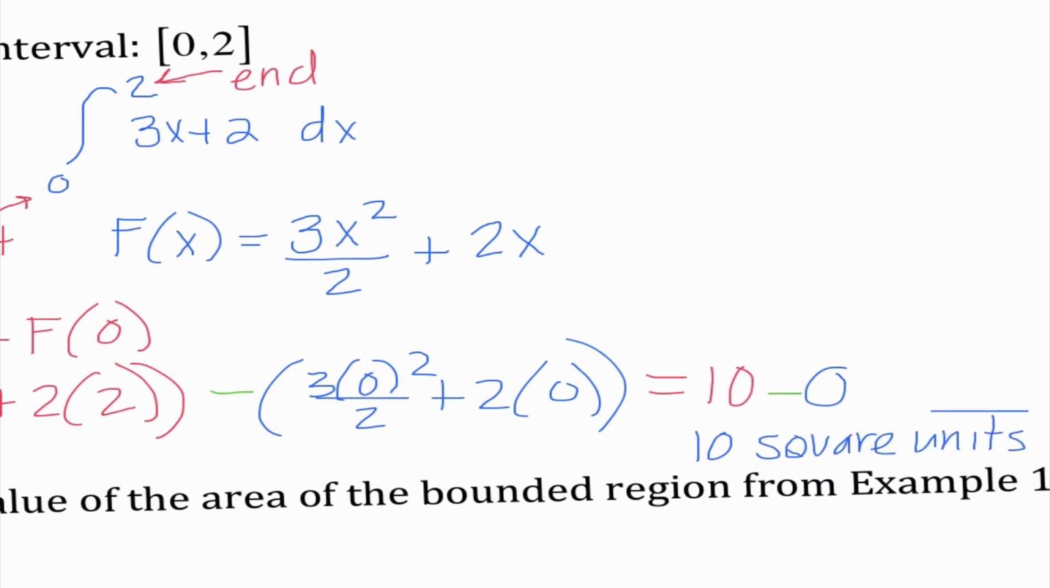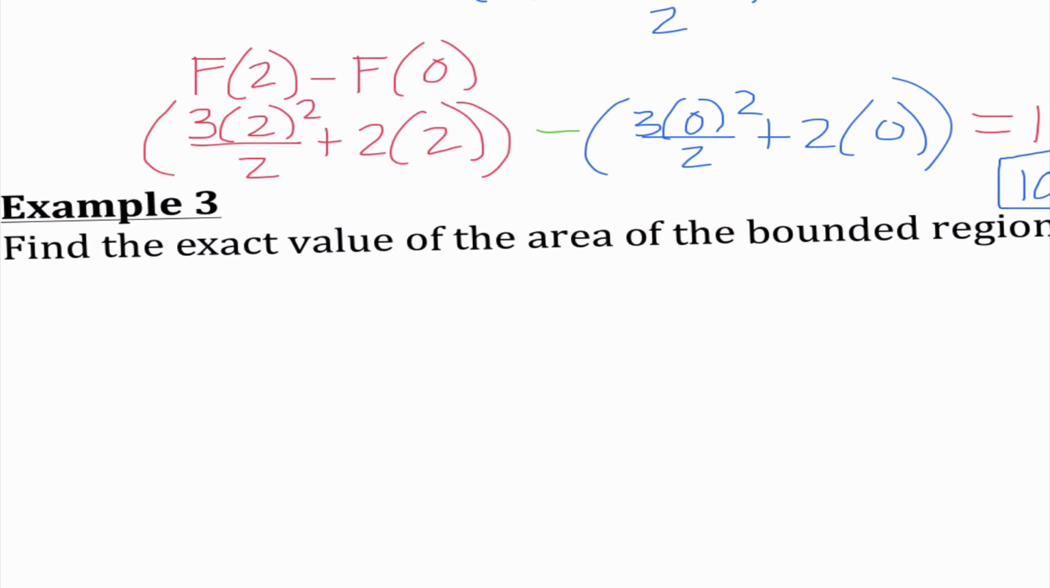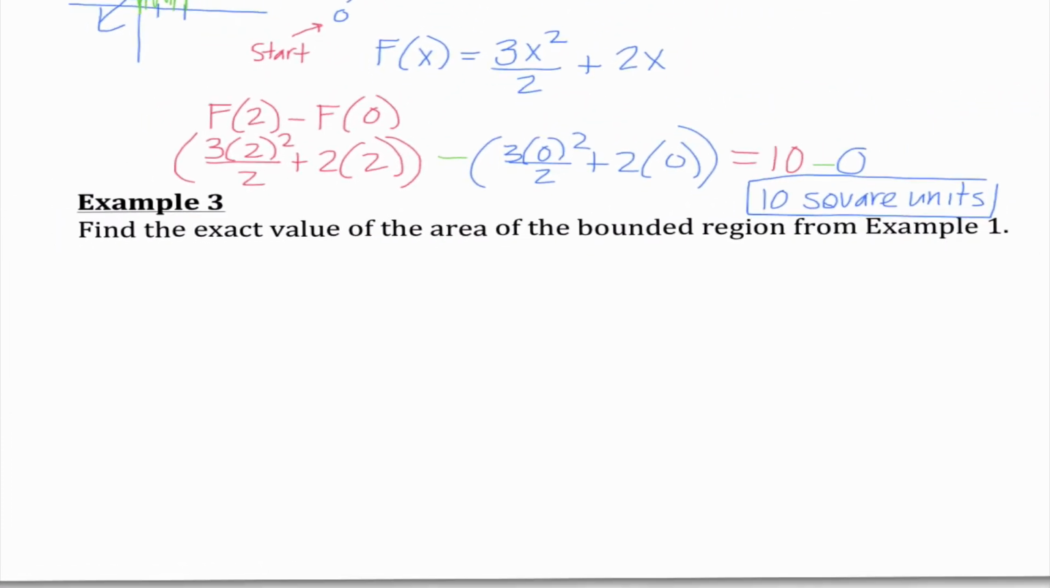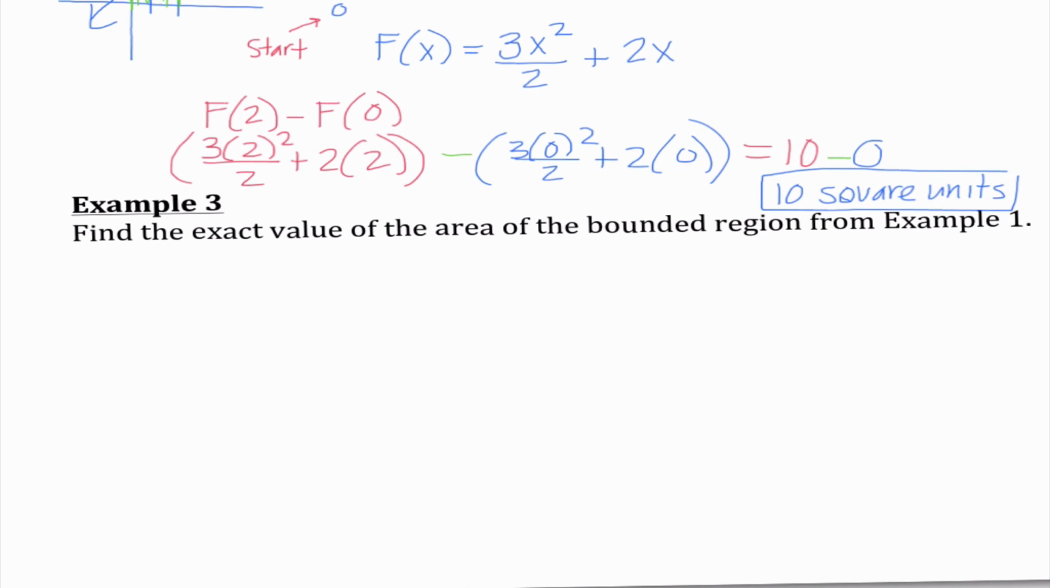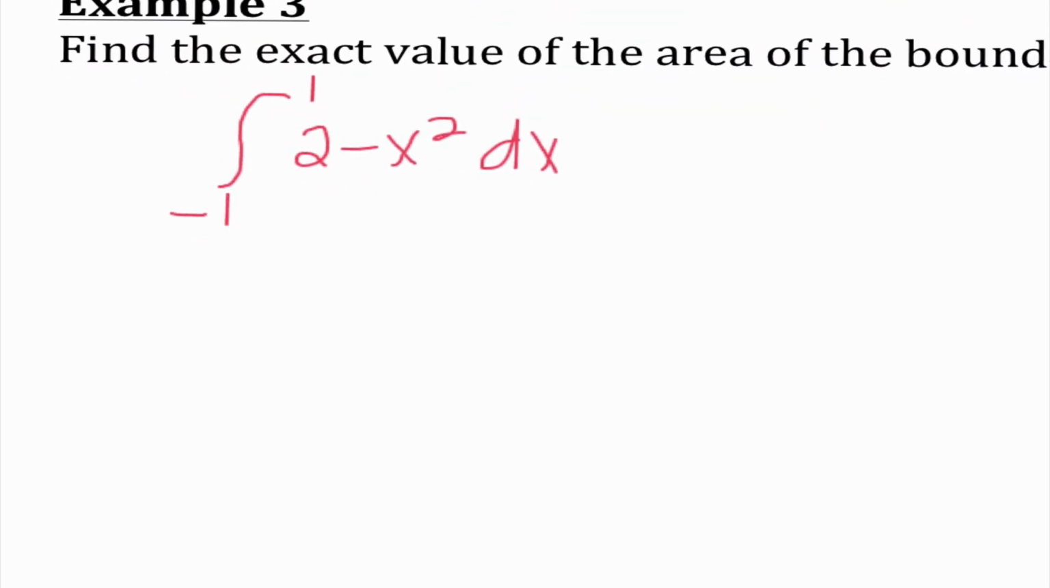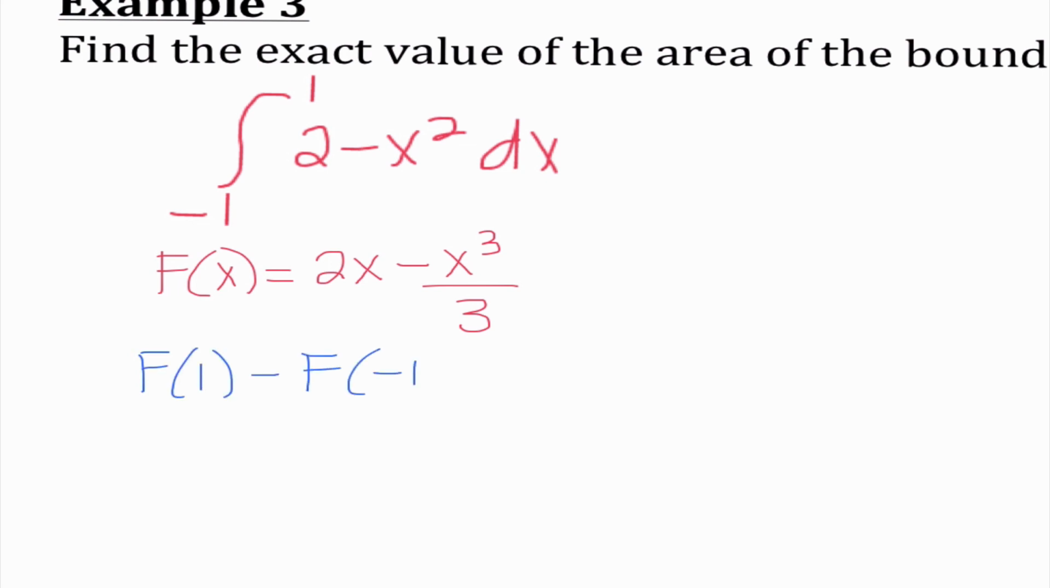And that is an exact answer. So that's all we would need to do. We're only going to go through one more example. We're going to find the exact value of the area of the bounded region from example number 1. So we're finding the integral from -1 to 1 of 2 minus x squared dx. First, I'm going to figure out what f of x is. It would be 2x minus x cubed over 3. So f of 1 minus f of -1.